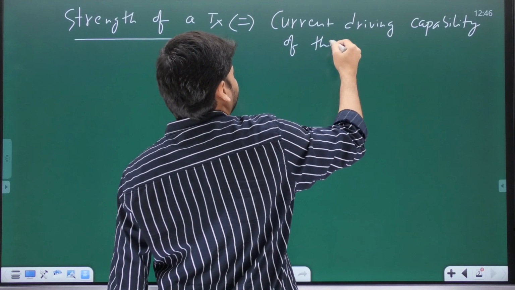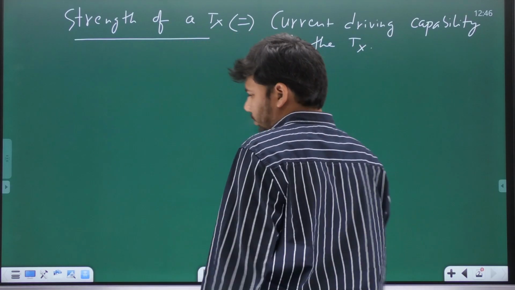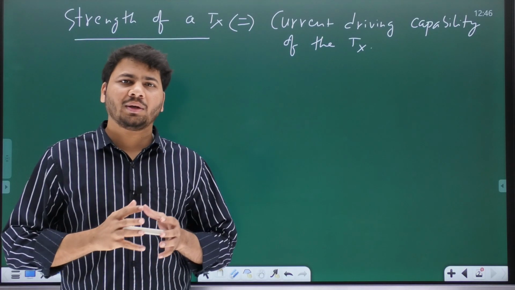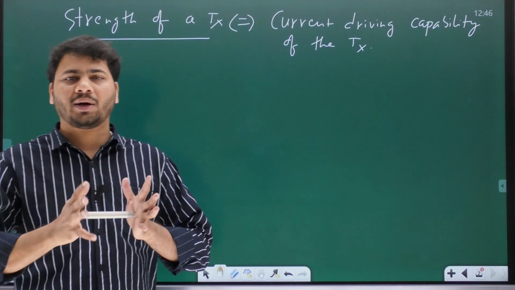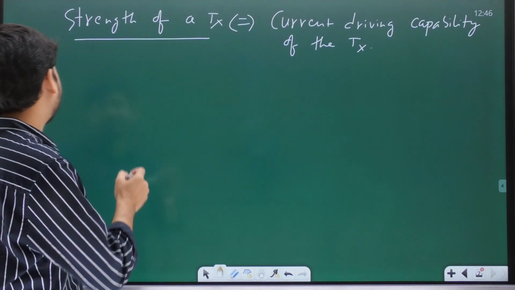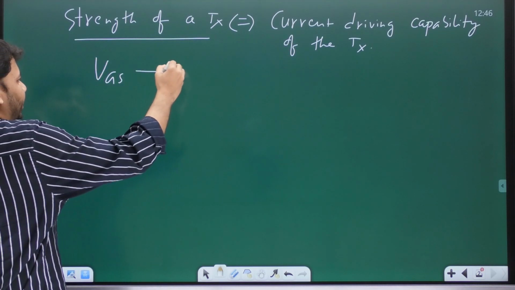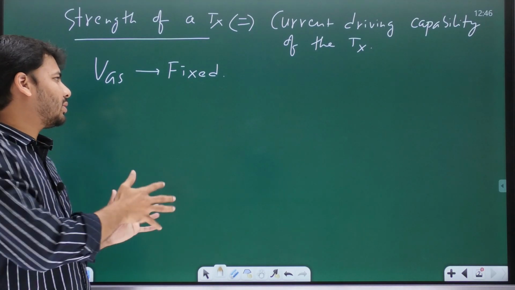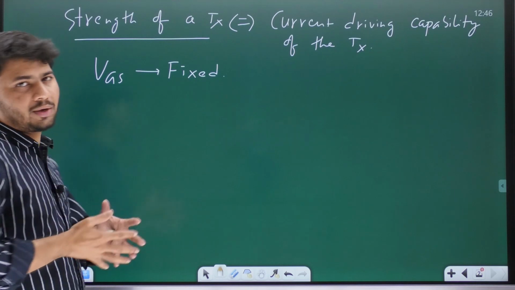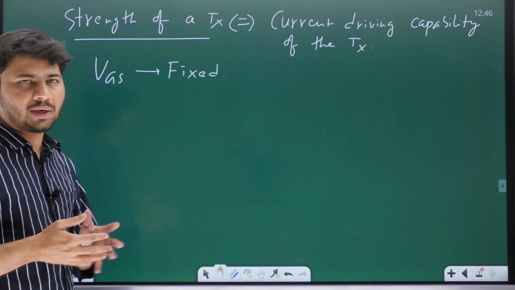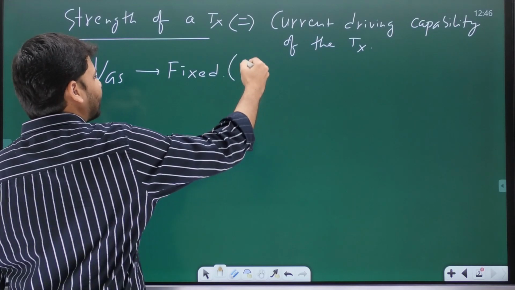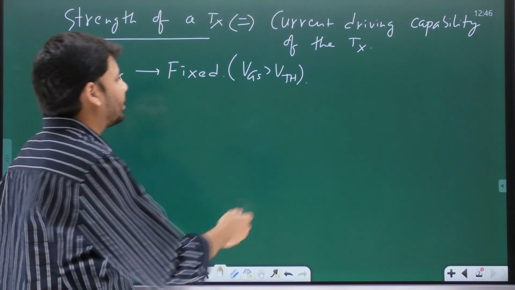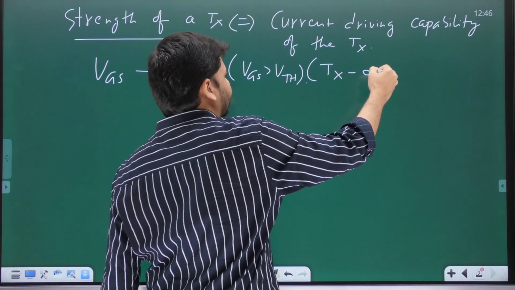Current driving capability of the transistor. Now, for any transistor, in what region of operation is the drain current going to be maximum for a given value of VGS? Look at this. VGS is fixed, and this fixed value of VGS will obviously be greater than VTH. Only then will current flow through the transistor. So, in brackets, I'll write VGS is greater than VTH, meaning the transistor is going to be on.